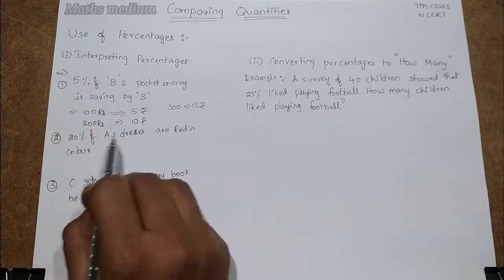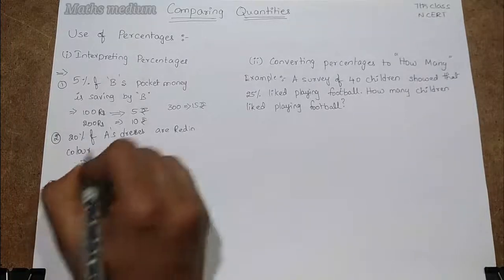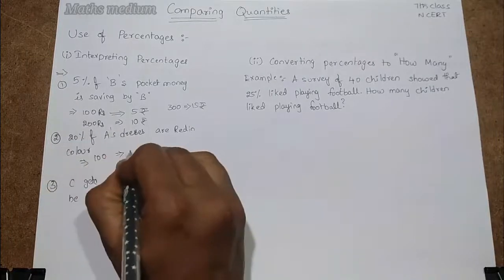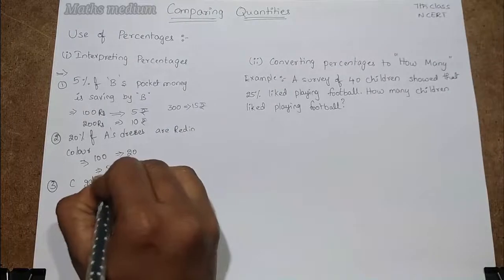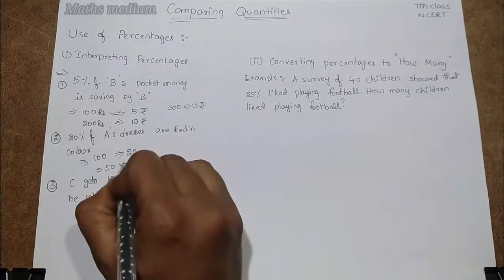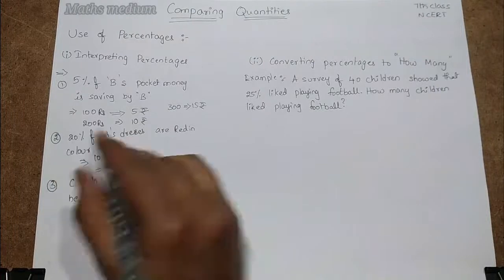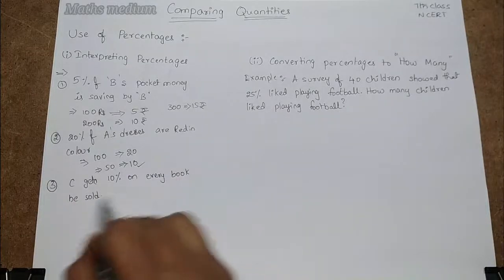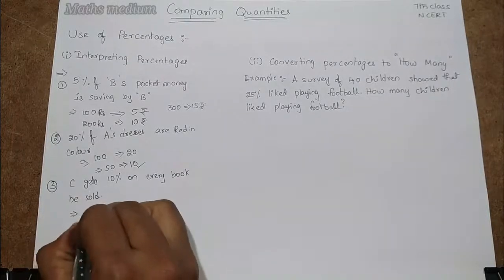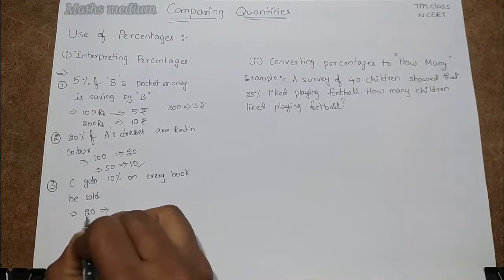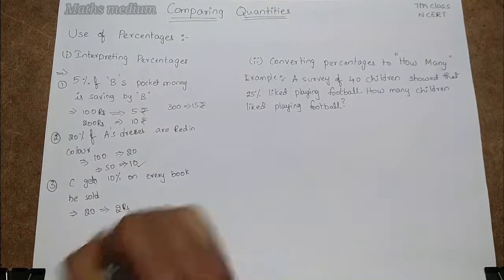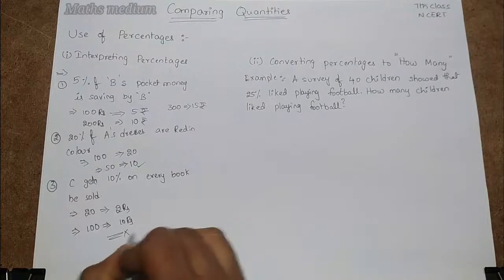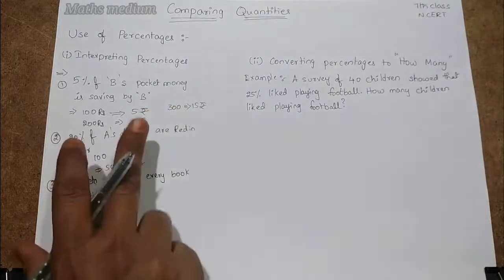Here also 20% of A's dresses are red in color. If you take here 100 dresses are there to A, then how many dresses are red in color? 20 obviously. If you take total dresses of A is having 50, then how many dresses are in red color? It means 20%. Here 10 dresses are in red color. Here also C gets 10% on every book he sold. If he sold 20 rupees every book, in that 20 rupees he got 2 rupees profit. Here also if you have 100 rupees sold of book, he gets 10 rupees off on every book. So that is the interpreting of percentages by using the given statement.